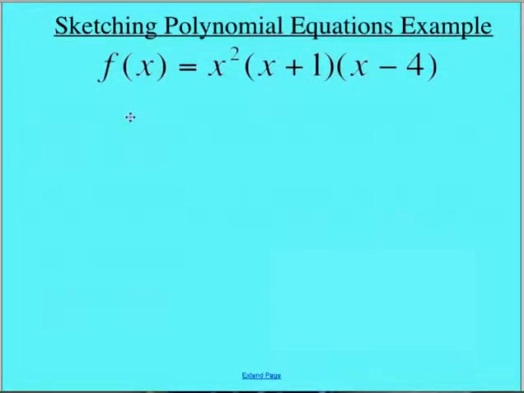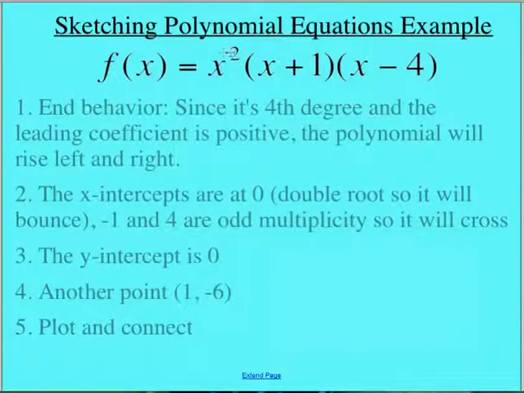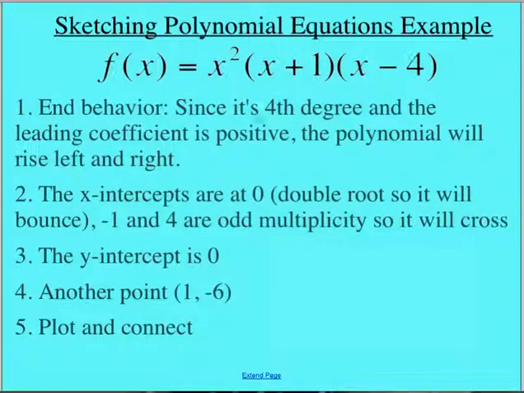Sketching the polynomial, f of x equals x squared times x plus 1 times x minus 4. First of all, its end behavior: this is to the second, my exponent here is 1, my exponent here is 1, so it's 4th degree. And it has a positive leading coefficient, so I know it rises left and rises right. My x-intercepts are at 0, -1, and 4.